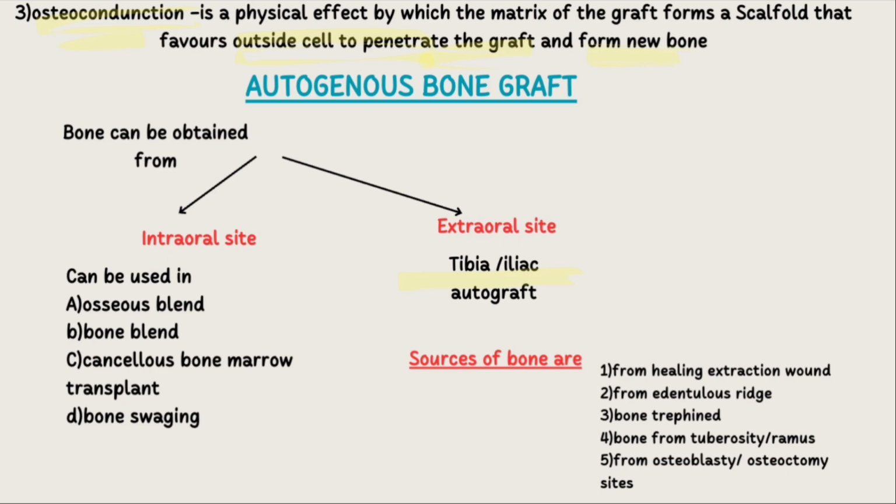So, autogenous bone graft. This graft is taken from the patient's own body. There are two sources of the autogenous bone: intraoral site and extraoral site. Intraoral sites are healing extraction socket, edentulous ridge, maxillary tuberosity, ramus, and bone from the osteotomy areas, while extraoral sites are tibia and iliac. The techniques of the autograft are osseous coagulum, bone blend, cancellous bone marrow transplant and bone swaging.